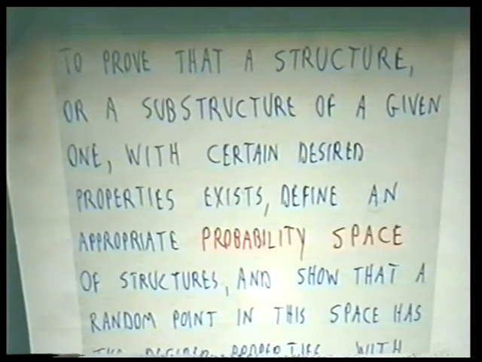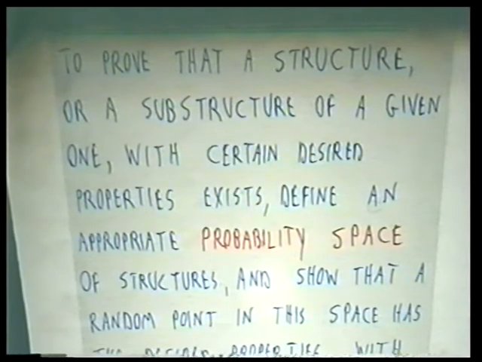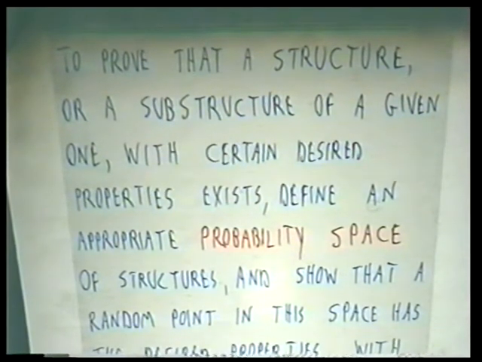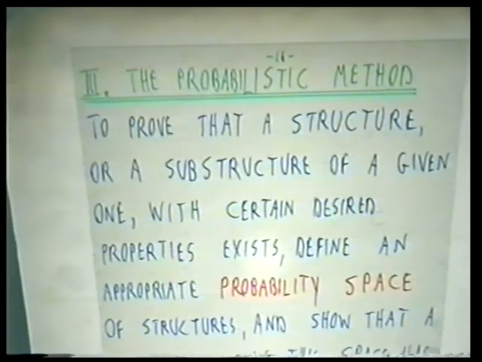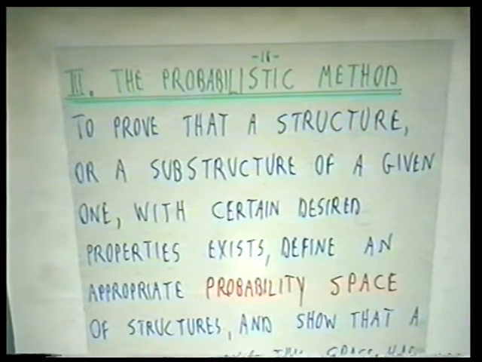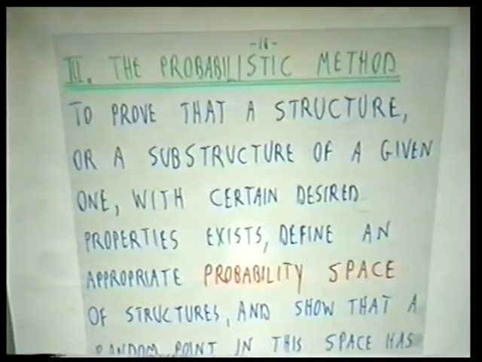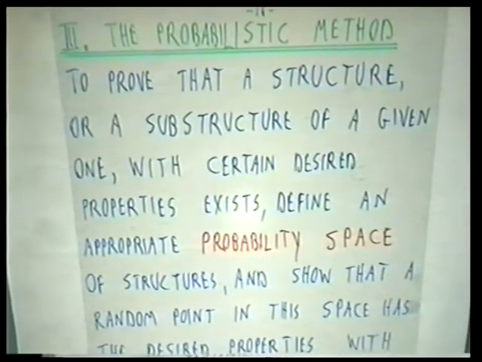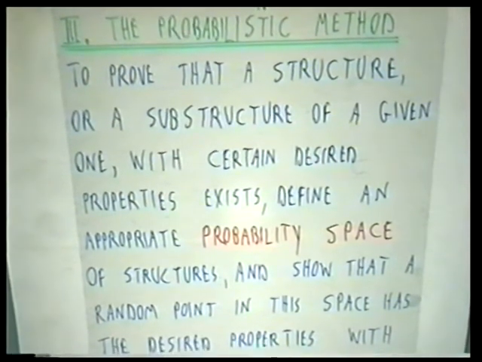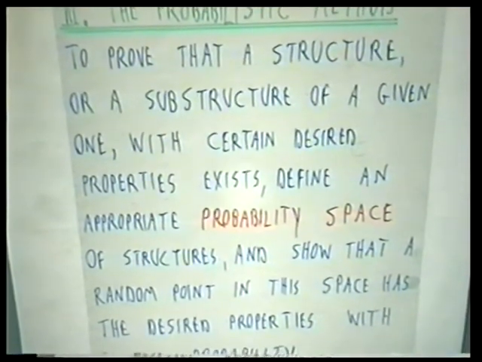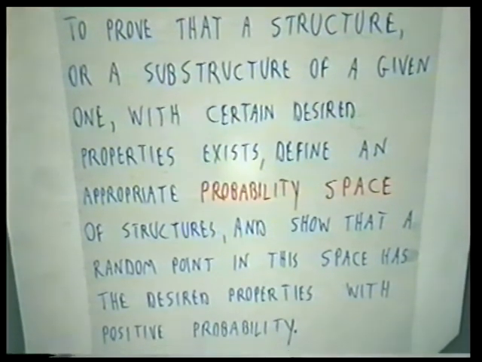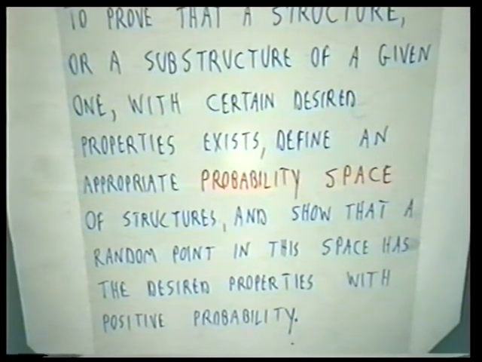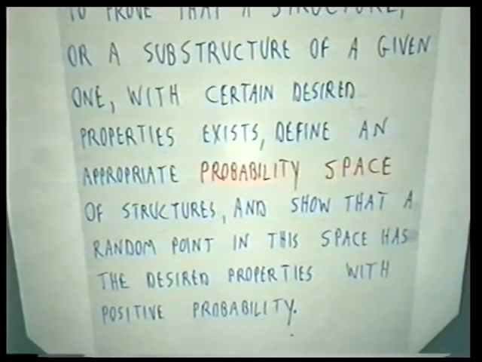And a main name to mention is Paul Erdős, who is really the creator of what we now call the probabilistic method. In one sentence, it is the following naive idea: to prove the existence of a structure or substructure with some desired properties, we generate a probability space with some candidate structures, and we show that a randomly chosen point in this space satisfies all properties with some positive probability, and therefore it exists.